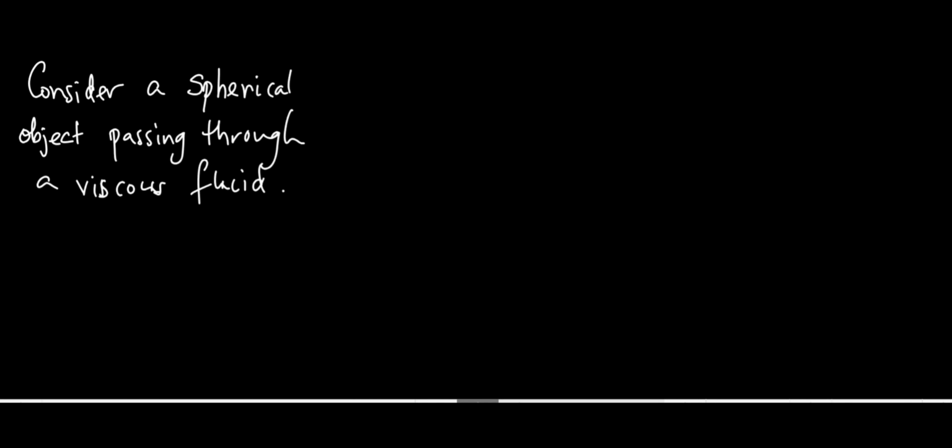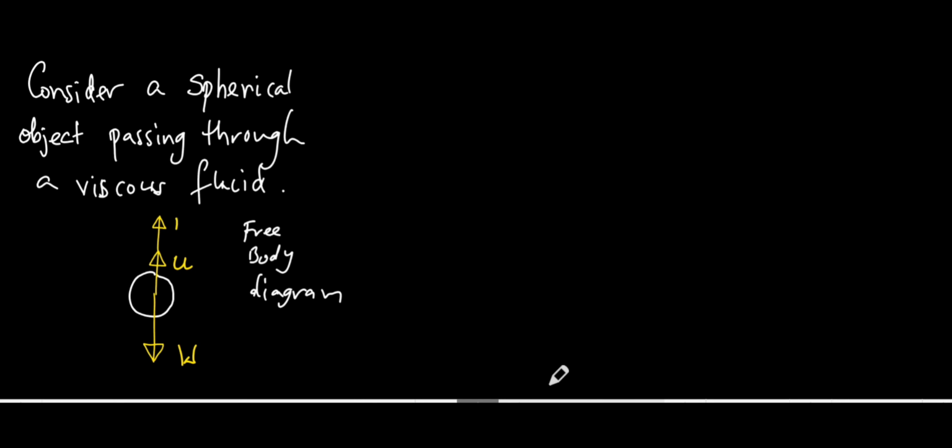Now let's consider a spherical object being passed through a viscous fluid. Viscosity is a value for the internal friction of a fluid as the body passes through it. And a fluid, just to recall, can be either a liquid or a gas. When a body moves through a fluid, it experiences drag forces which oppose the motion of the body or object.